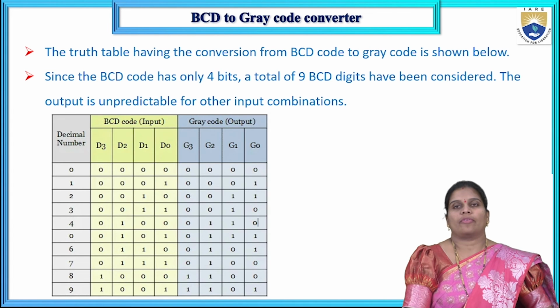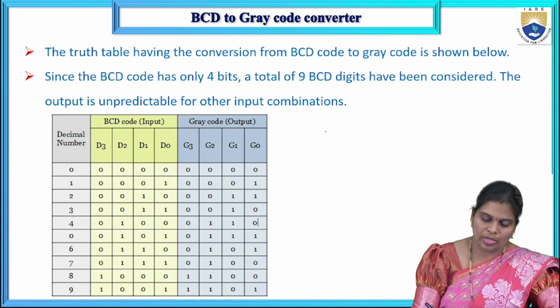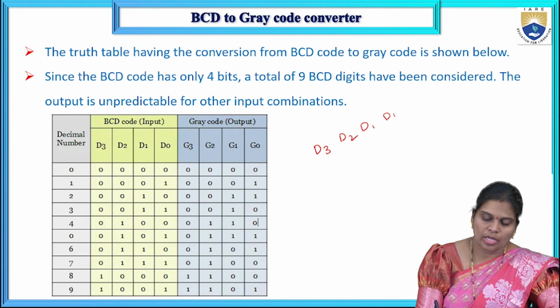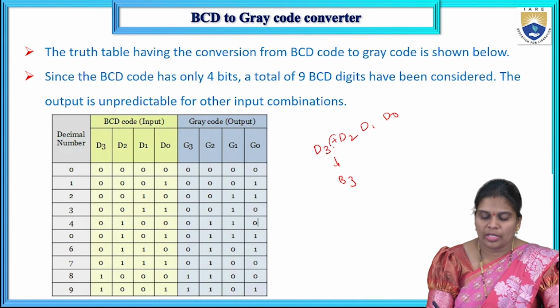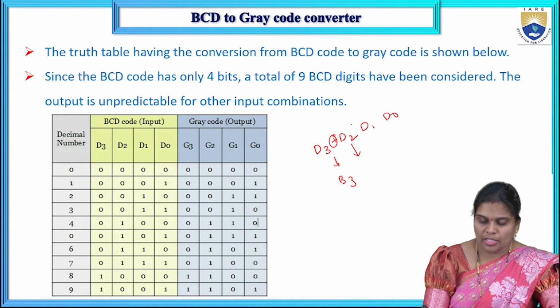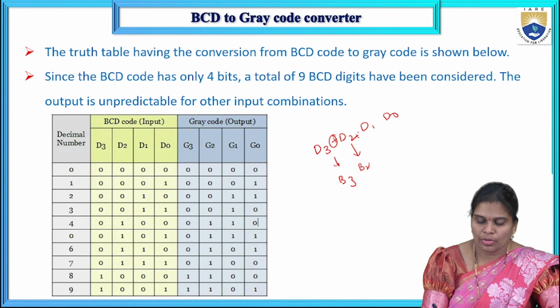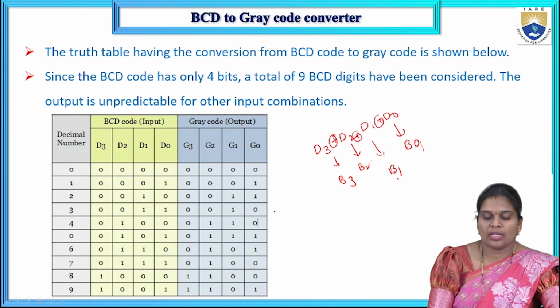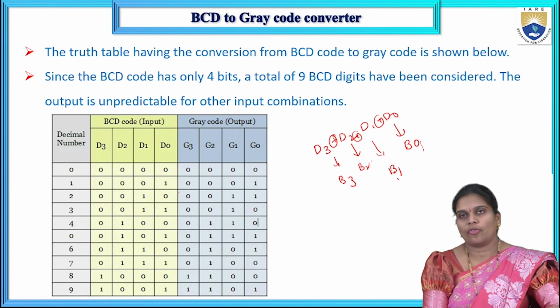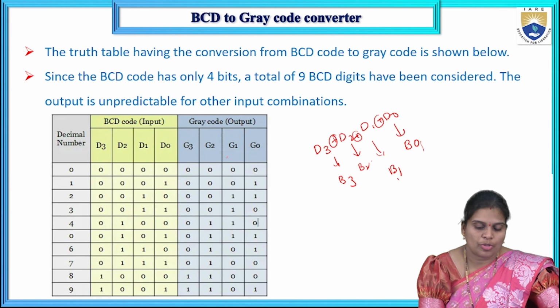Next one is the BCD to Gray code converter. How do we convert BCD to Gray code? The BCD code is in terms of D3, D2, D1 and D0, where the MSB is D3. As is, we write B3 equal to D3. Next, D3 and D2 are applied to an XOR gate, so we get B2. Next, D2 XOR D1 gives B1, and D1 XOR D0 gives B0. Based on this, we are converting binary values to Gray code values. This Gray code is not dependent on the position of the weights.